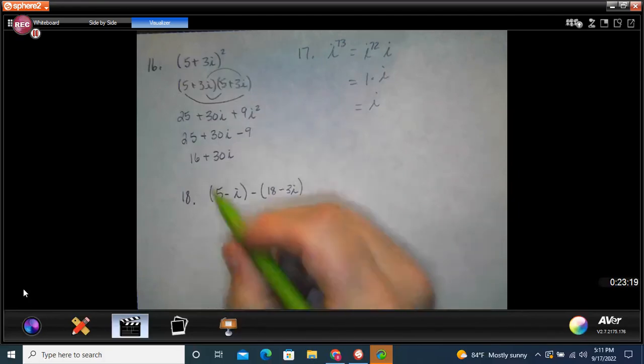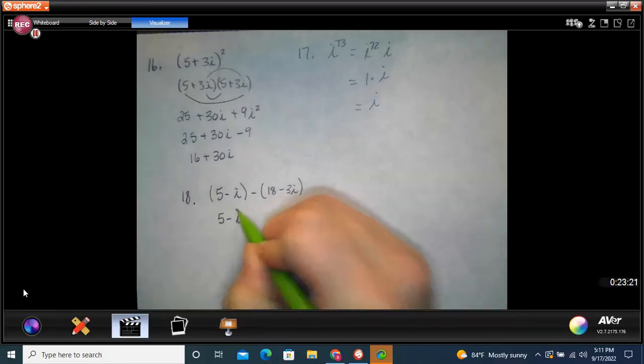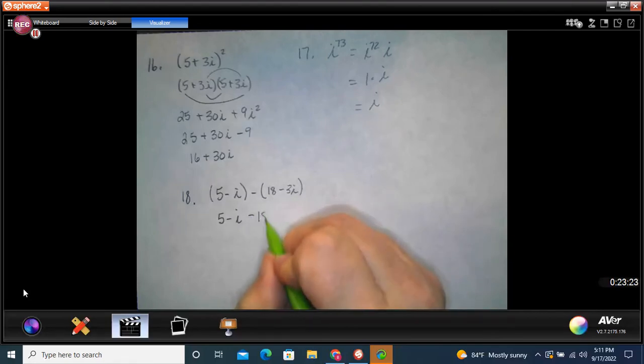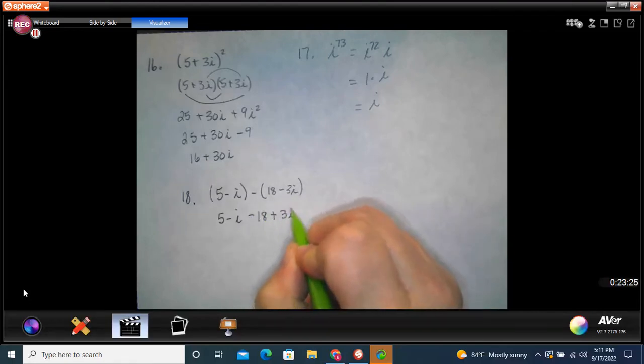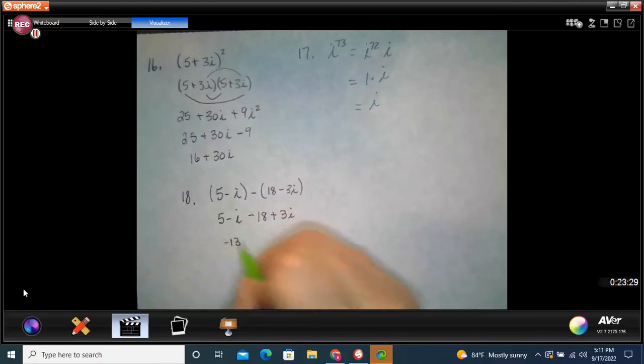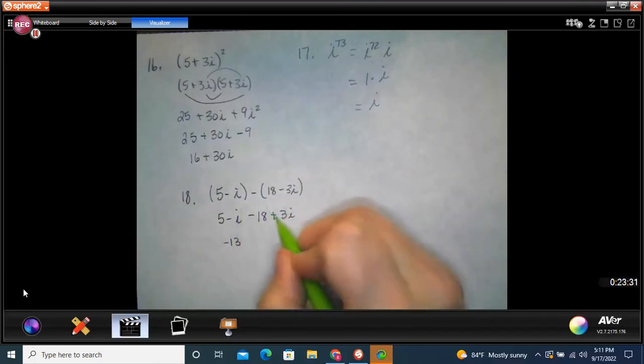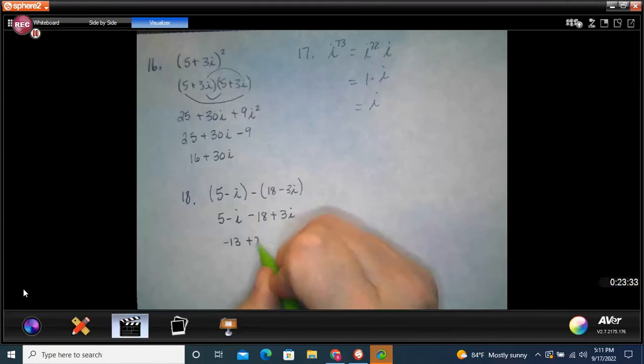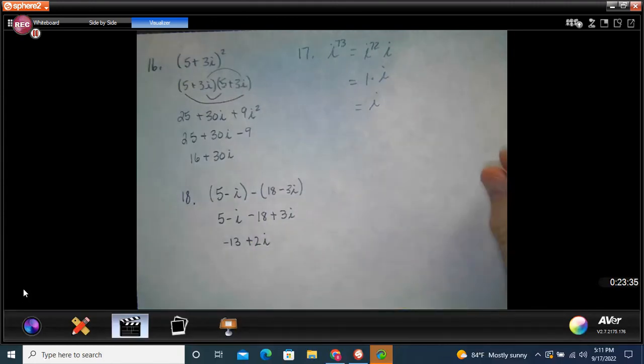We're asking you to subtract them. And so we want you to take 5 minus i minus 18 plus 3i. So 5 minus 18 is negative 13, and minus i plus 3i is plus 2i. Not asking you to multiply that out at all. Just want you to subtract.